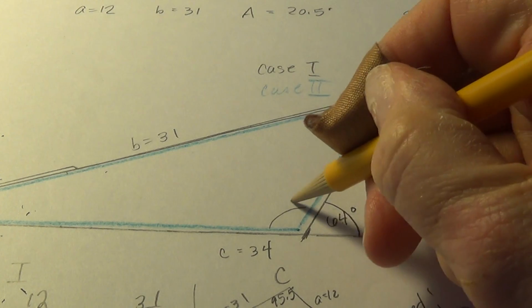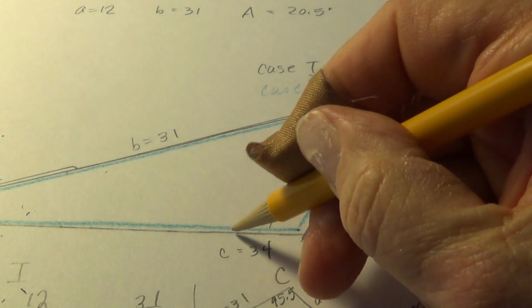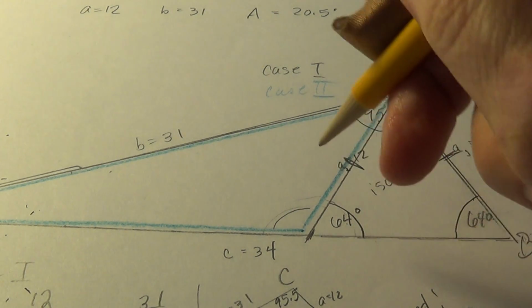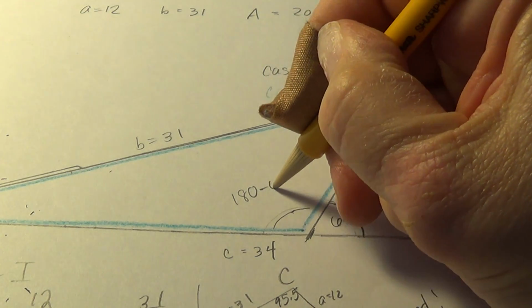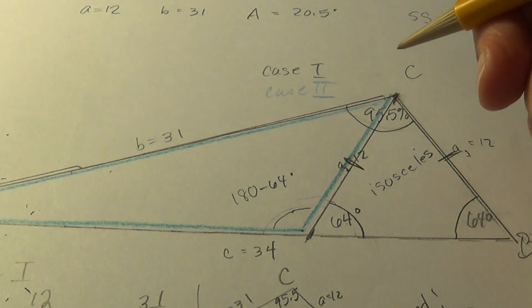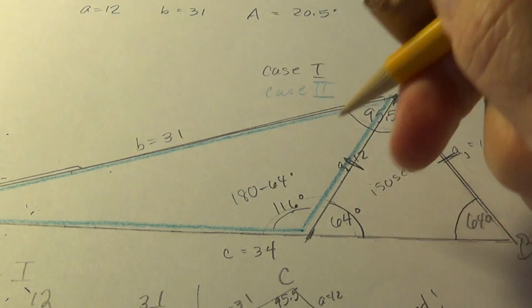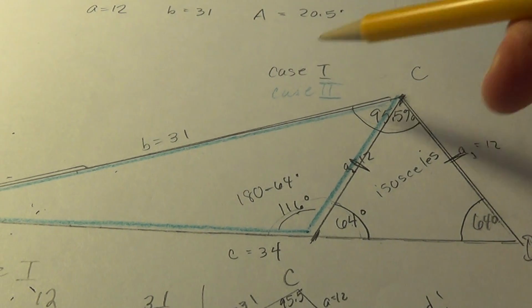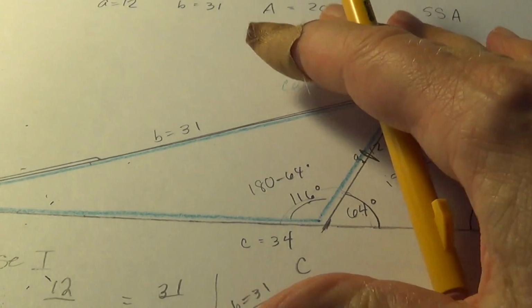But that will get us this one, because this angle and this angle make a straight line. We call them supplementary angles, and we can get this one by taking 180 minus 64. So when I did that, I got 116 degrees for this angle here. So notice that little trick to get this angle. And now we're coming along famously.